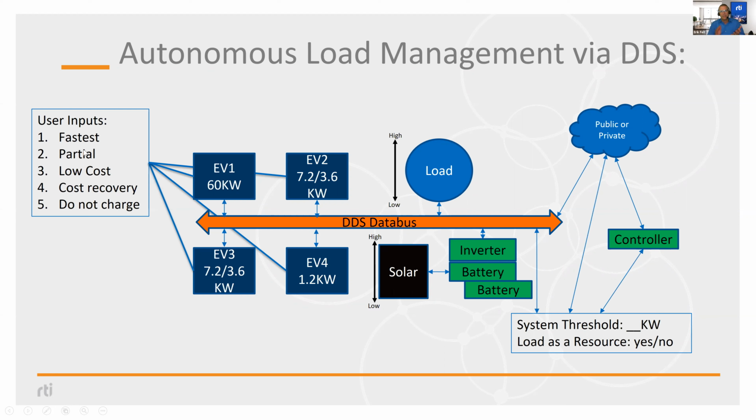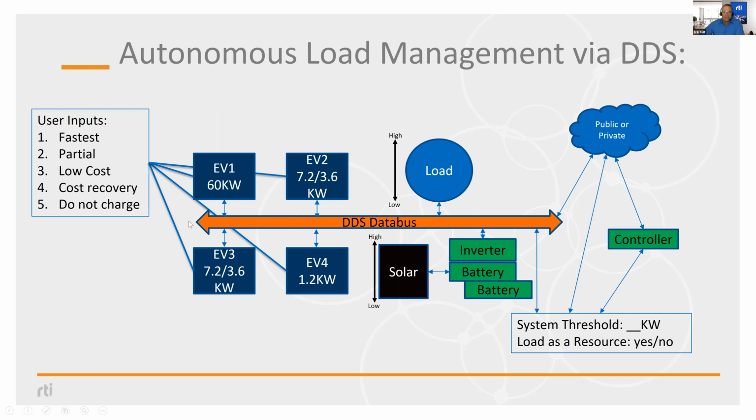The users can say, I want the fastest charge at whatever price. I want a partial charge because I just have to get home, but I only want to pay X amount for it. I want low cost, or I'll take energy from the grid if it's cheaper than my sunk cost into the solar panels. So a couple of simple scenarios, but they have some importance I'll talk about in a second.